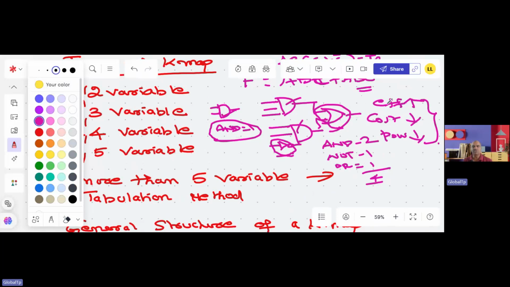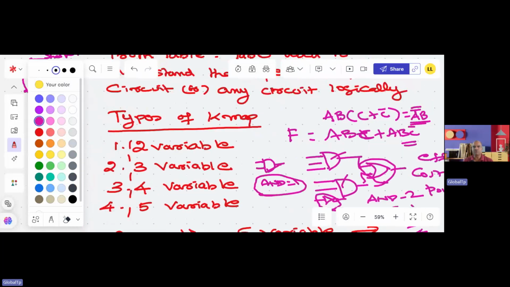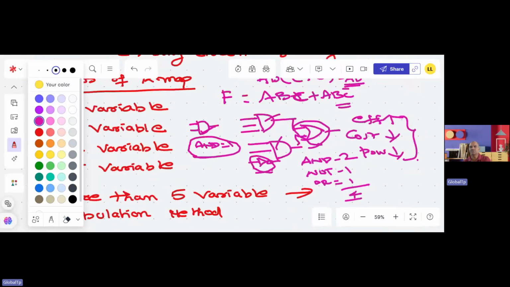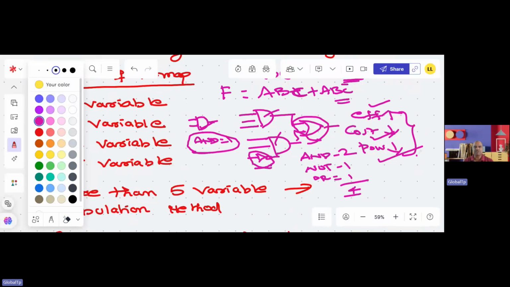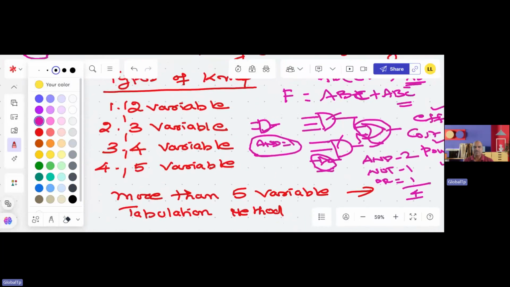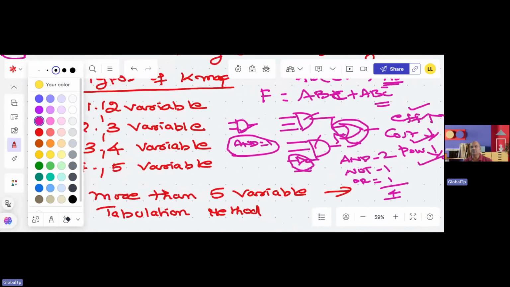So for this purpose only we go for minimization of Boolean expressions. We want to minimize the Boolean expression in order to design a circuit with these 3 parameters: high efficiency, low cost and low power consumption. In the first unit we also saw the same case in number systems. Our ultimate aim is to design a circuit with high efficiency, low cost and low power consumption.